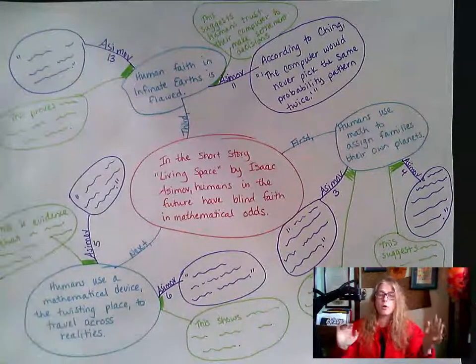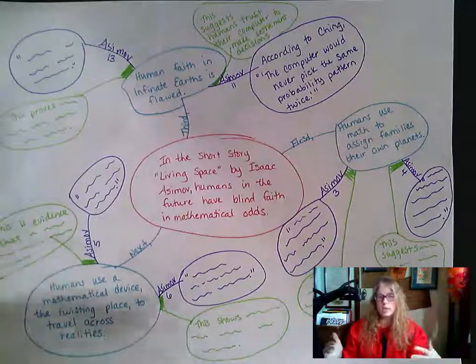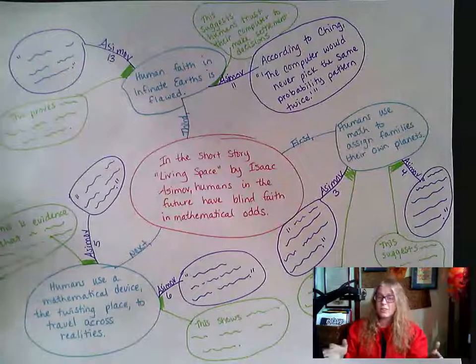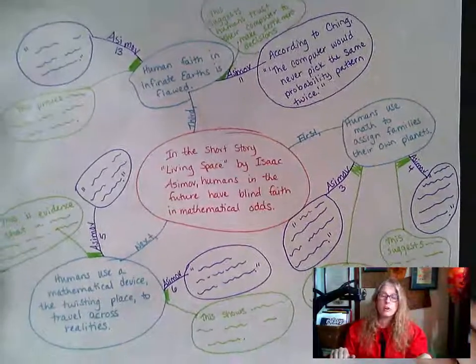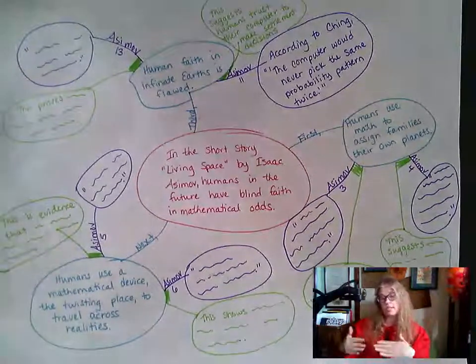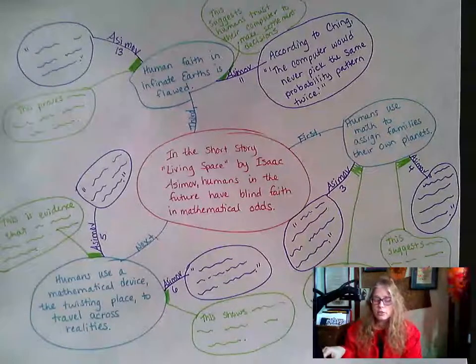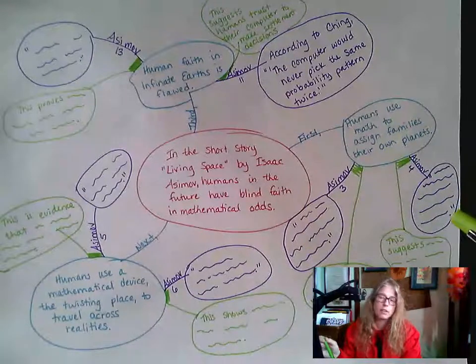Isaac Asimov wrote a lot of stories with a lot of historical messages, warnings for society, things he thought that developed countries should be worried about. And this story contains a ton of them. So you could choose a theme that's fairly obvious. The theme that I picked had to do with math. Math shows up in the story over and over again. So in the short story Living Space by Isaac Asimov, humans in the future have blind faith in mathematical odds.